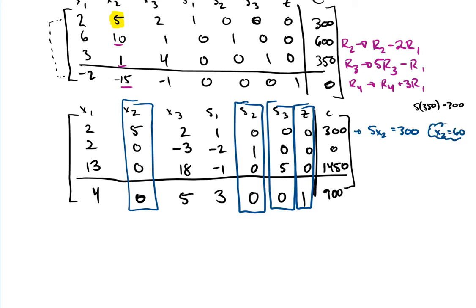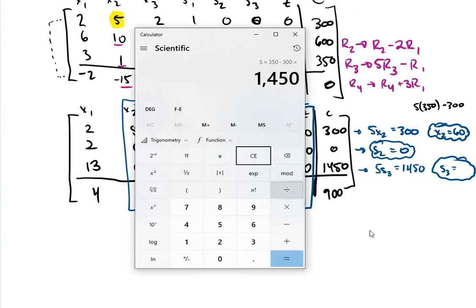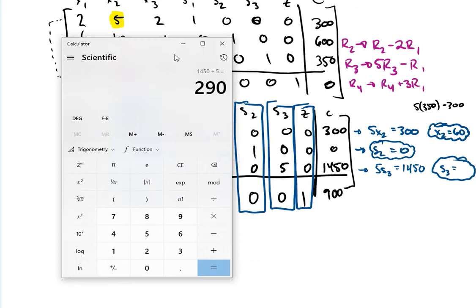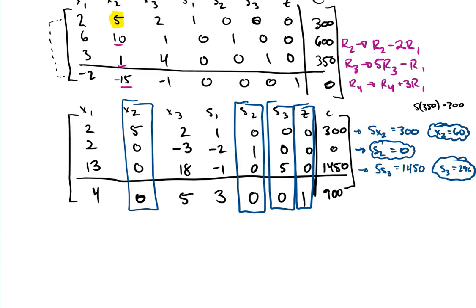Most of the time, they're not too bad. So that would be 60. Okay, and then we'll skip those other ones for now. This S2, so we have one S2, or just S2, instantly equals the far right constant, which is 0. Okay, and that's already solved for. We have 5S3 equals 1,450. I don't know that answer right away. I already have 1450 in here, so let's divide that by 5. So it's 290. Okay, so we got S3 is 290. And then this last one, 1Z equals 900. So Z equals 900 is already solved for.